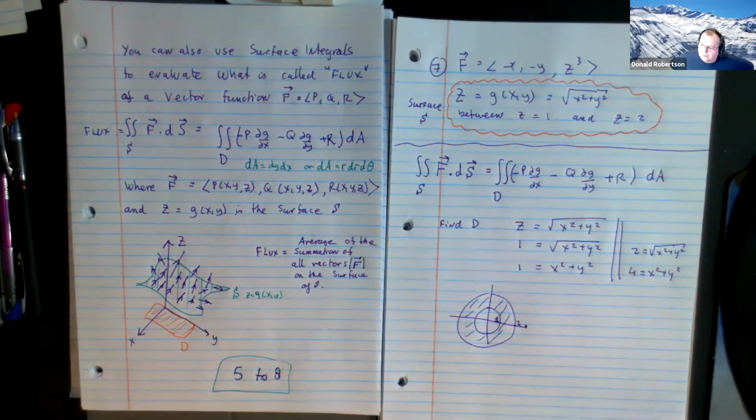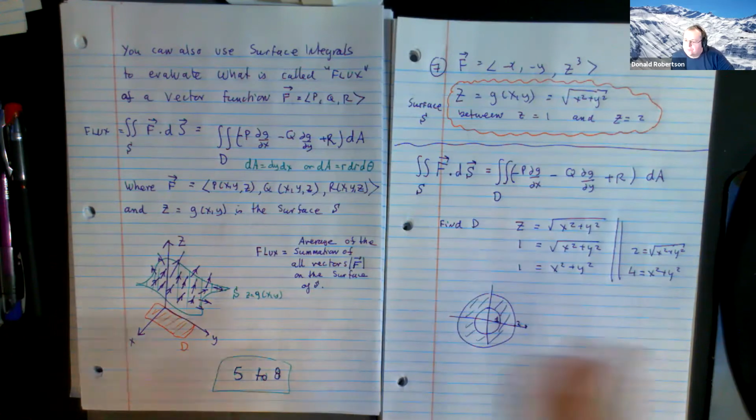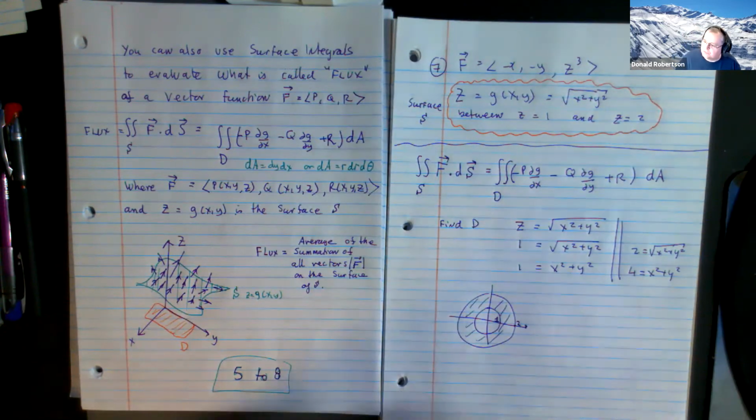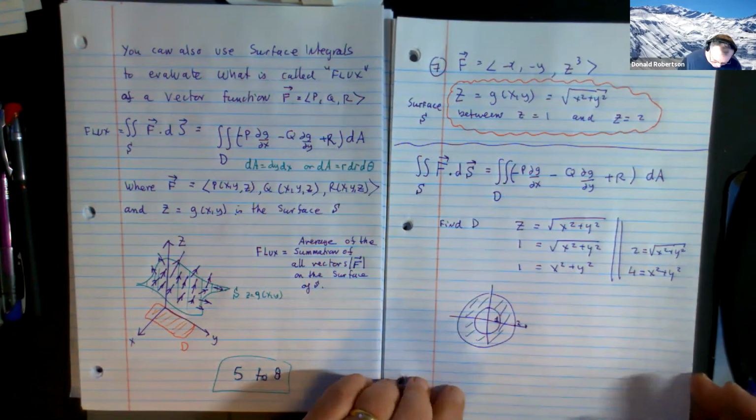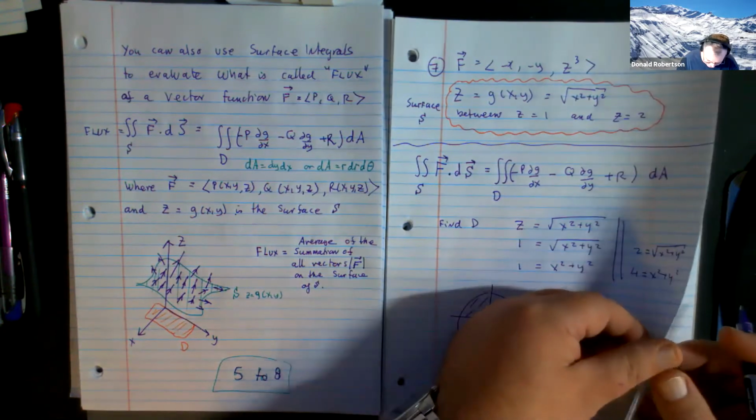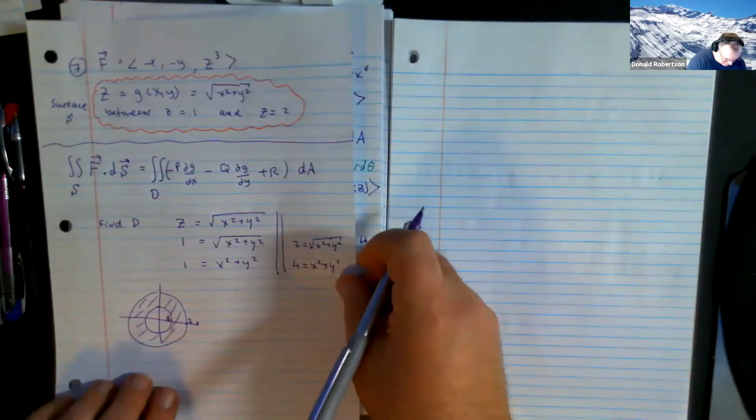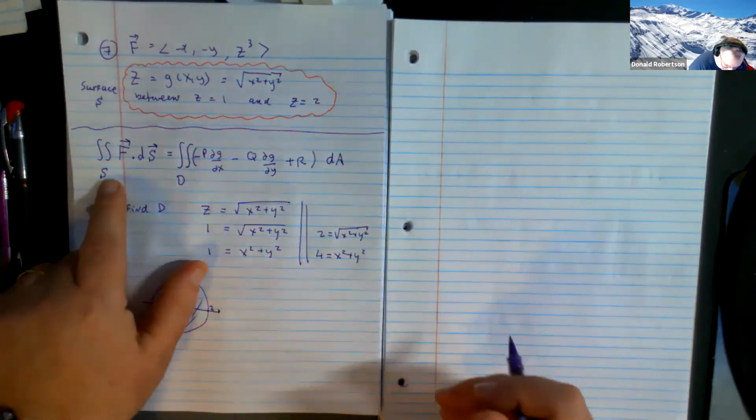Are we cool with how I figured out what D was? Basically, you want to see what the surface would look like if that surface was, I guess, shown on the floor, right? What would its silhouette be if it was on the floor? So now that I've got that guy set up, let's do this piece.